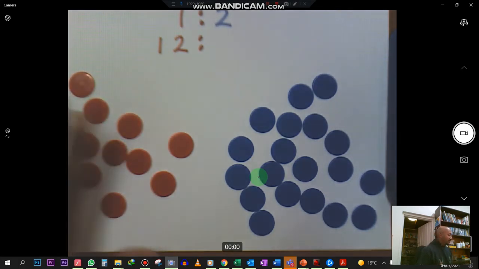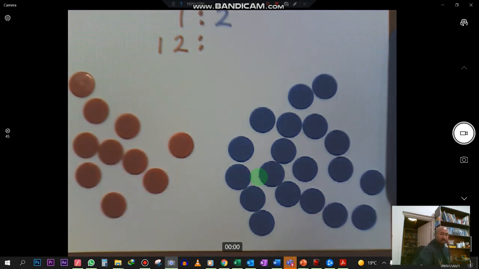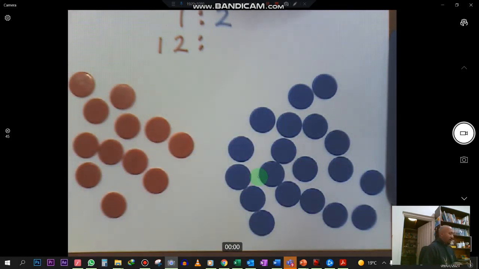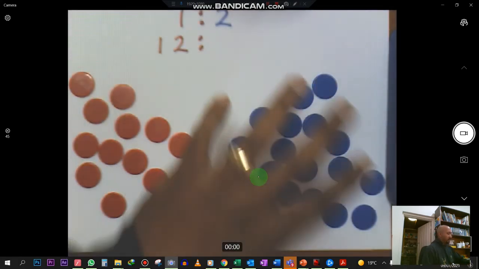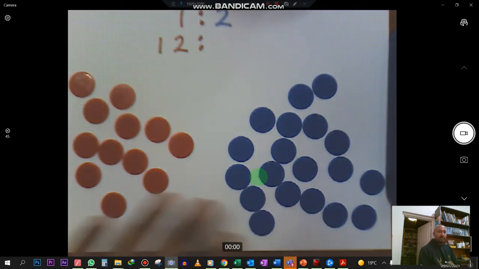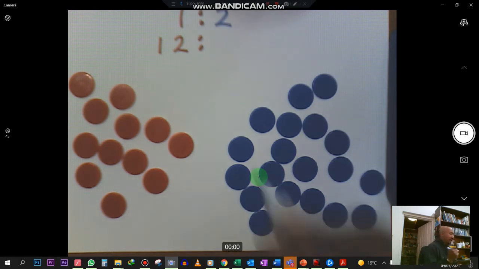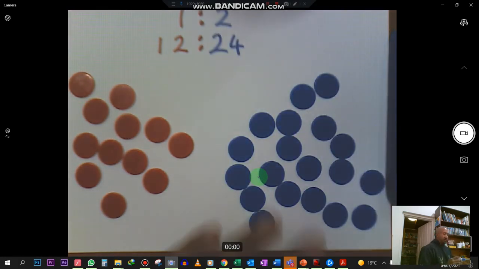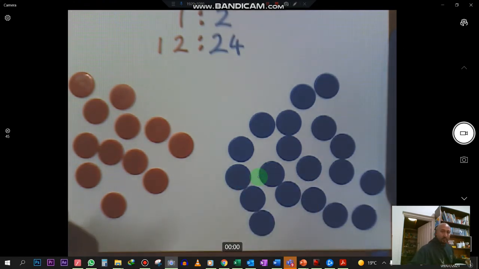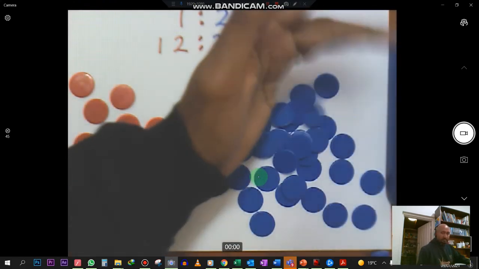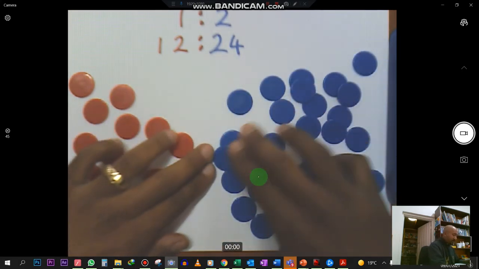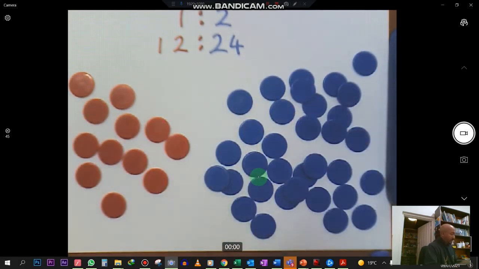So if I'm given 12 red counters, I'm adding another 2, so I've got 12 red. How many blues should I end off with? According to my ratio, if my blues are always supposed to be proportionally twice the number of my reds, I should have 24 blue counters. And that would look something like that. Okay? Feel free to count them if you really want to.